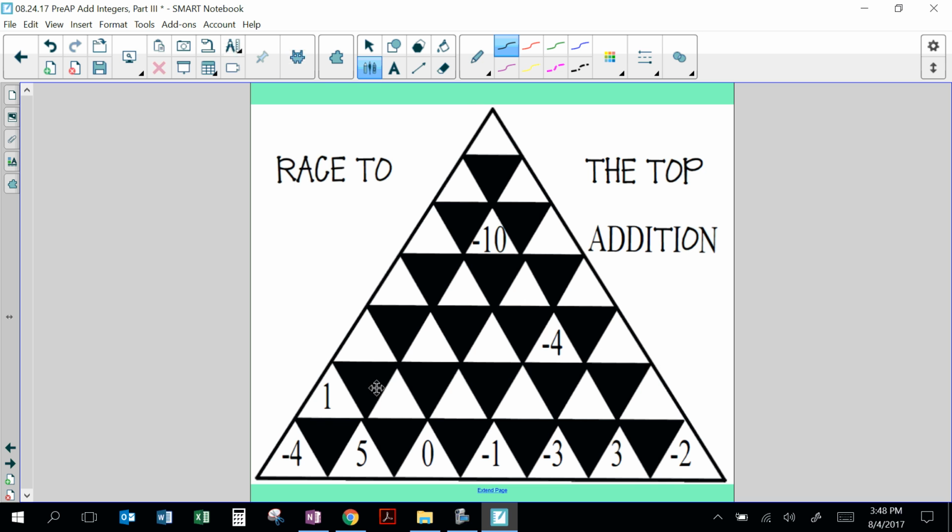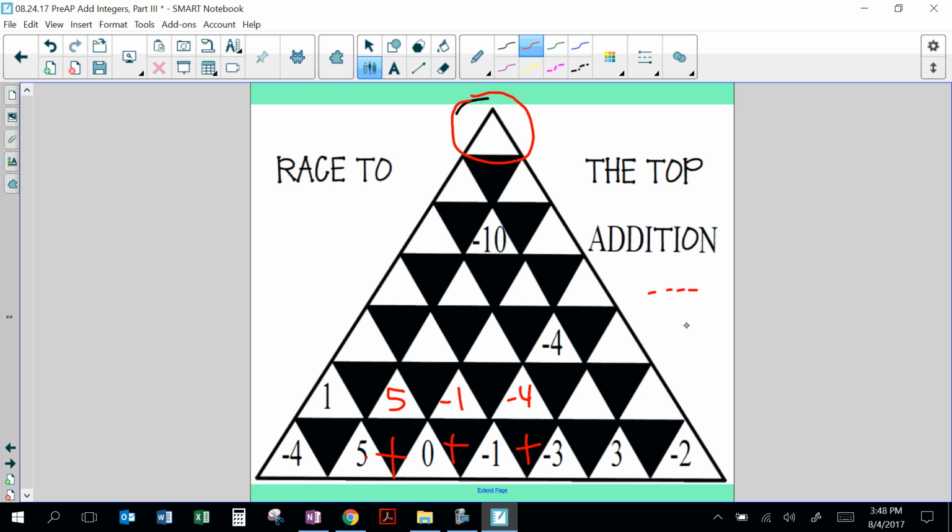So in this one, you have to figure out this number. Let's use a red pen up here. So what you do is you add these two. It makes -4 plus 5 is 1. What's 5 plus 0? If I add these two, it's 5. What is 0 plus -1? -1. What's -1 plus -3? Let's see, -1. I add 3 negatives, that's -4.